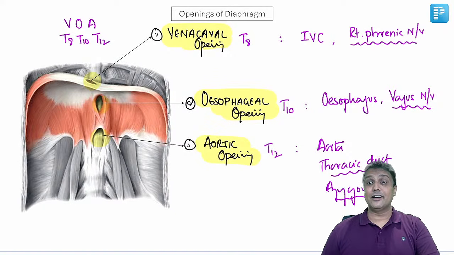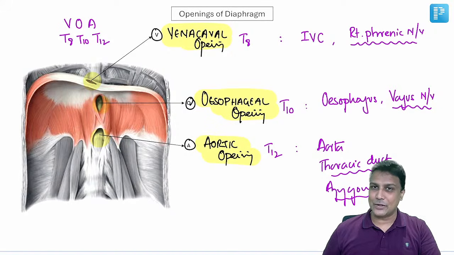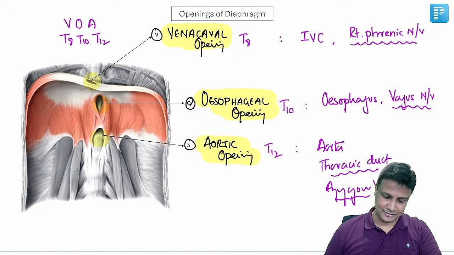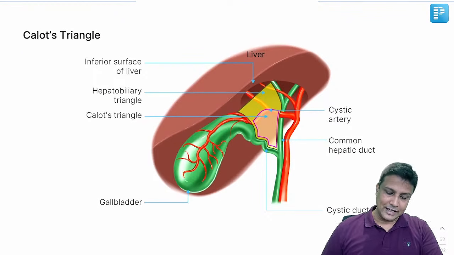So that is about the major openings of diaphragm. You have to remember all the openings, which level they are present at, and what structures are passing through them. So now, recently they have also asked about the Calot's triangle.